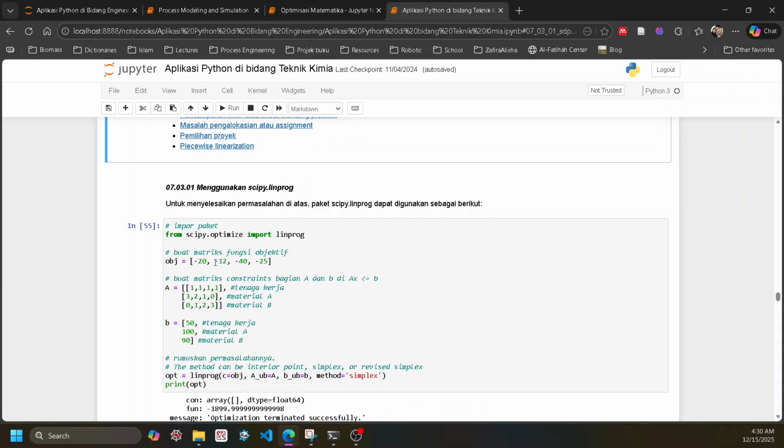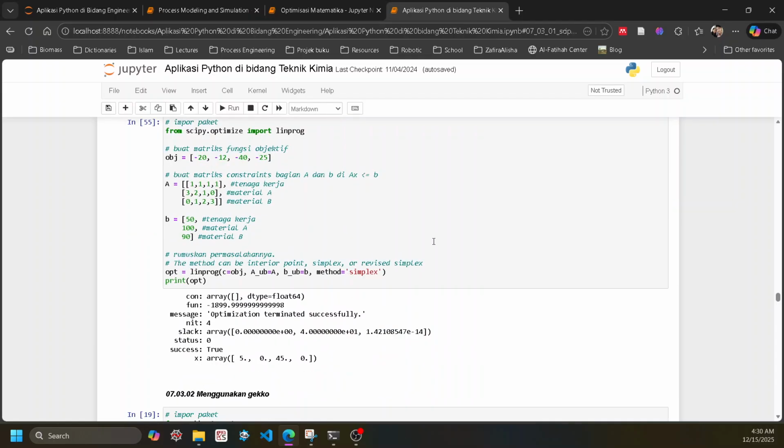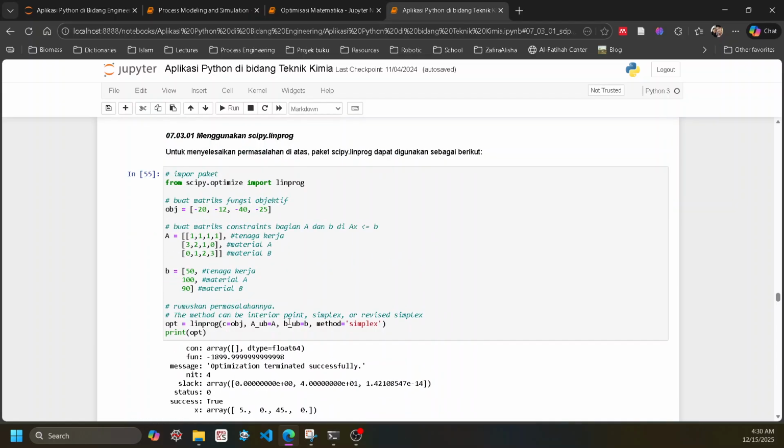The objective function, we put a minus because linprog does minimization. Because we want to maximize this, we put a minus here. And then we call it this way.